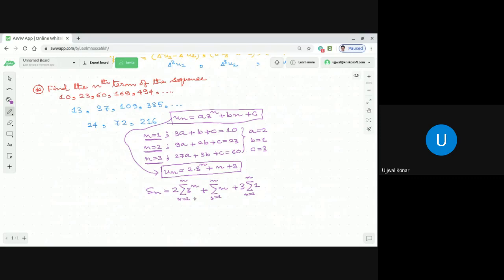What is this? The first one is in geometric progression with first term 3 and common ratio also 3. This one is the sum of the first n natural numbers, with a specific formula, n into n plus 1 by 2. And in this one you are adding 1 n times, that is nothing but n. Good thing, I hope you appreciate what we have learned today.